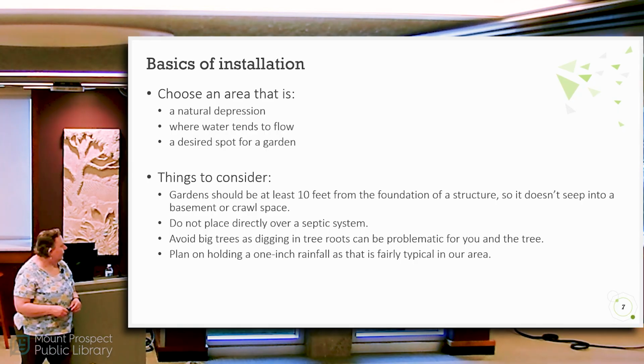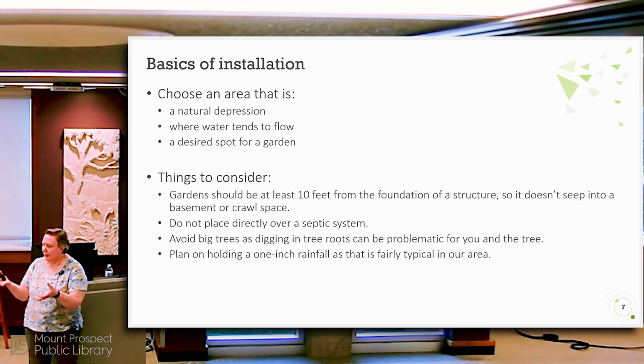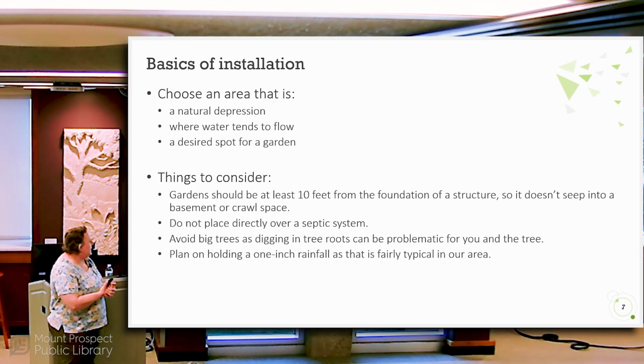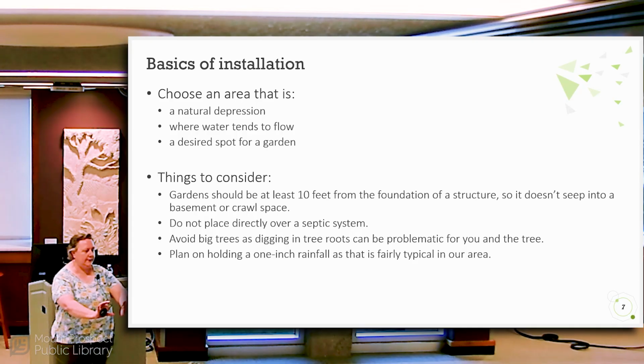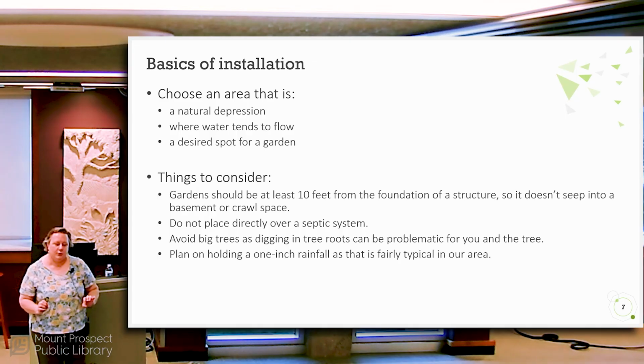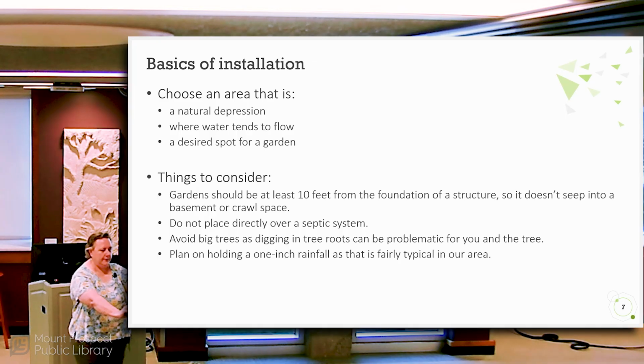And so there are some basic things to consider. If you're going to extend a downspout, make sure you're putting it at least 10 feet out from the house, because the goal is to move the water away from the house, not the water back into the house.